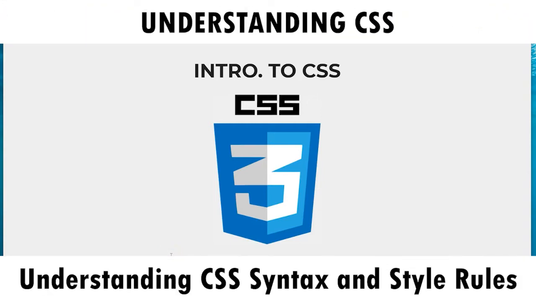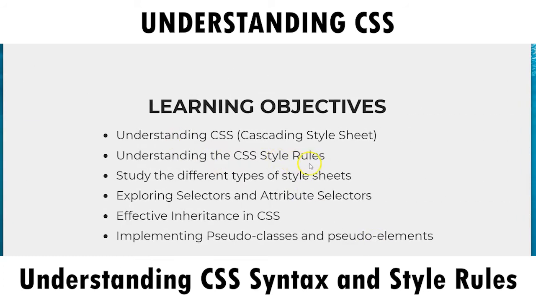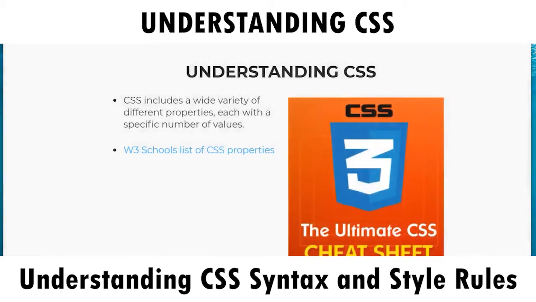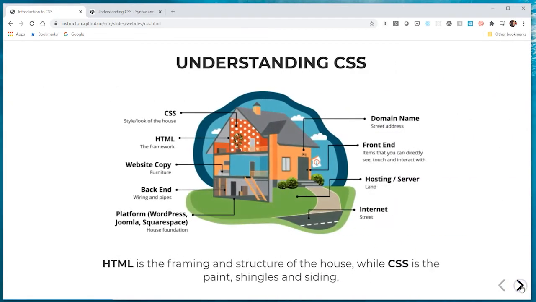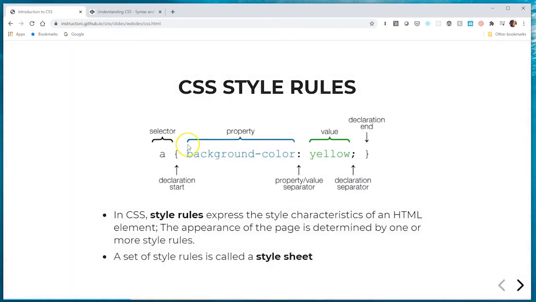All right, continuing in our video series for CSS, our next bullet point we're going to focus on is understanding the CSS style rule. In this video that code.org put out, they did a really good job helping us understand how CSS intersects with HTML and the various properties and how they affect the rendered output of our code. But what I want to do is walk through a basic example of using a few properties to style our tags, or style our elements.